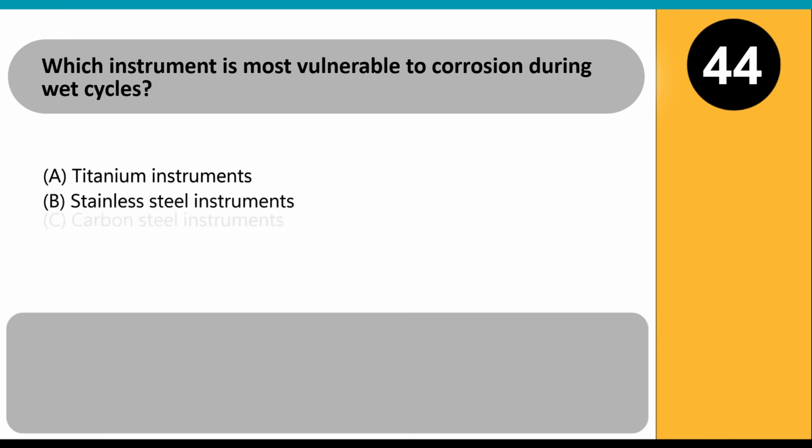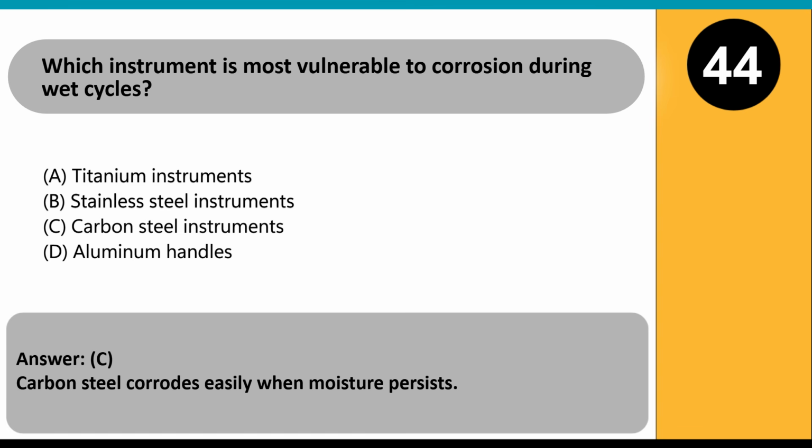Which instrument is most vulnerable to corrosion during wet cycles? A. Titanium instruments. B. Stainless steel instruments. C. Carbon steel instruments. D. Aluminum handles. Answer: C. Carbon steel corrodes easily when moisture persists.